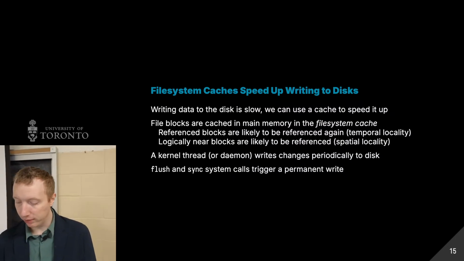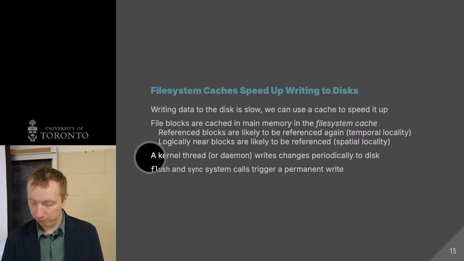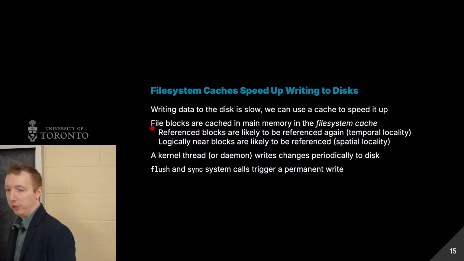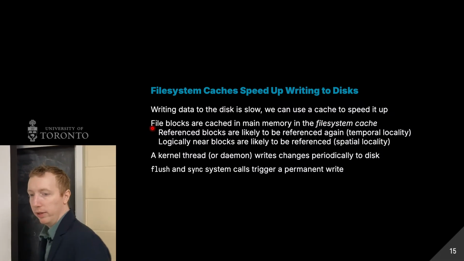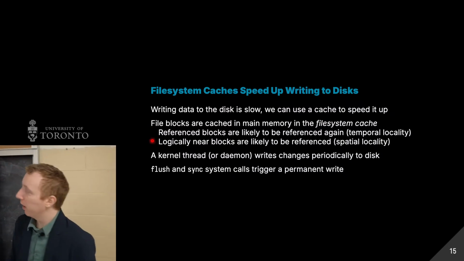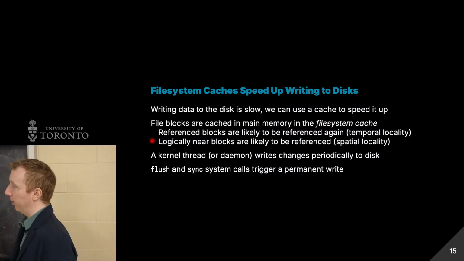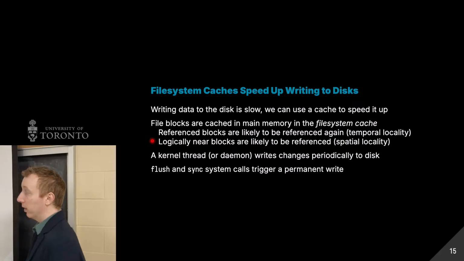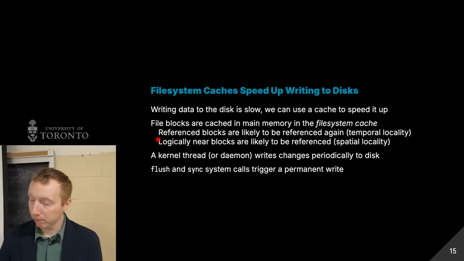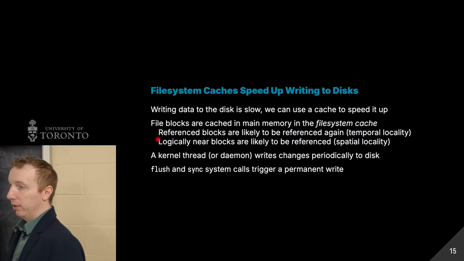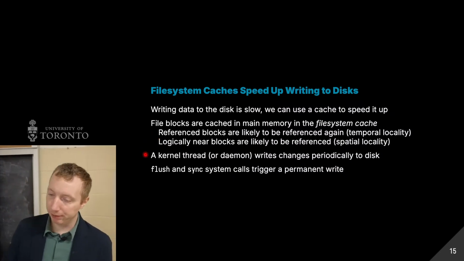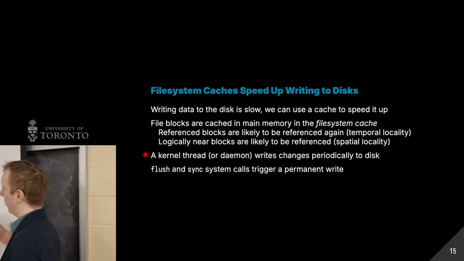So it just keeps that in memory because likely if you've referenced a block, or if I modified a file, you're likely to modify it again. That's called temporal locality, which is a property of caching that makes caching great. And then logically near blocks are likely to be referenced, which is spatial locality. So if I'm modifying a big file, likely I'll be modifying the next few contents of the file as well. Any changes you make to the file will only be represented in main memory, and then a kernel thread or daemon process will write changes periodically to disk.